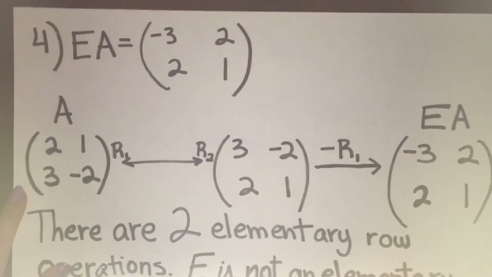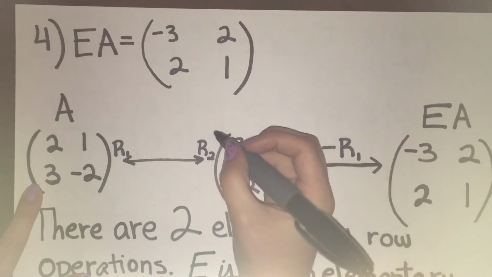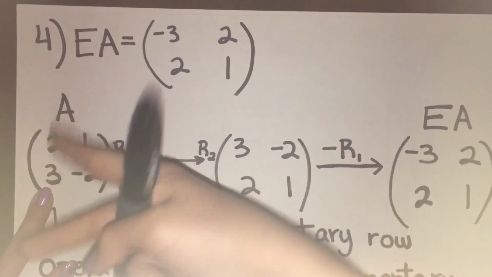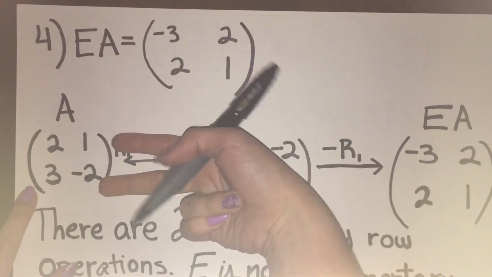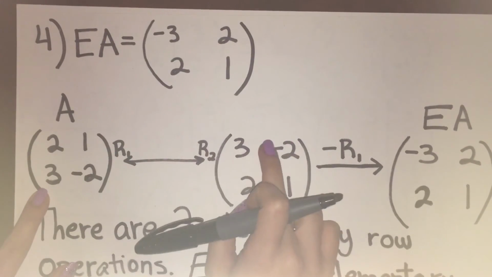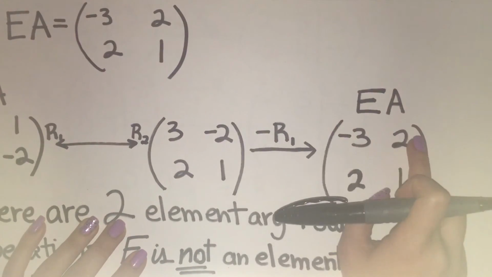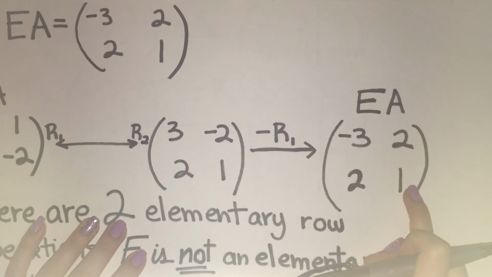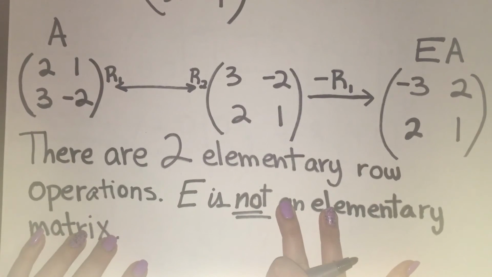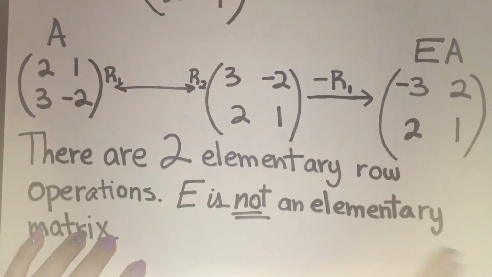And then we have the fourth case, in which EA equals the matrix negative 3, 2, 2, 1. By looking at this matrix and comparing it to the original matrix A, we can tell that the rows were switched, but that is not the only operation taking place. After being switched, this row is multiplied by negative 1, and therefore this is what EA would be. But this cannot be an elementary matrix because there are two elementary row operations. In an elementary matrix, there's only one elementary row operation. So E is not an elementary matrix.